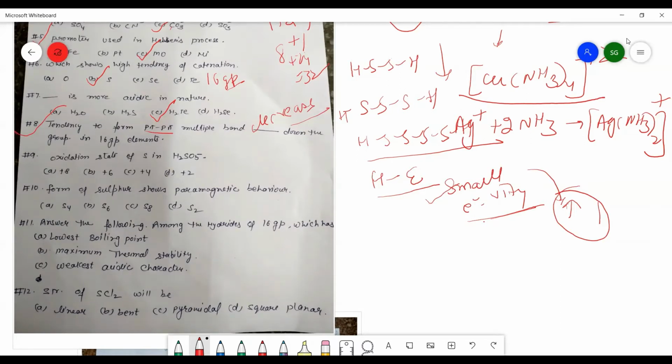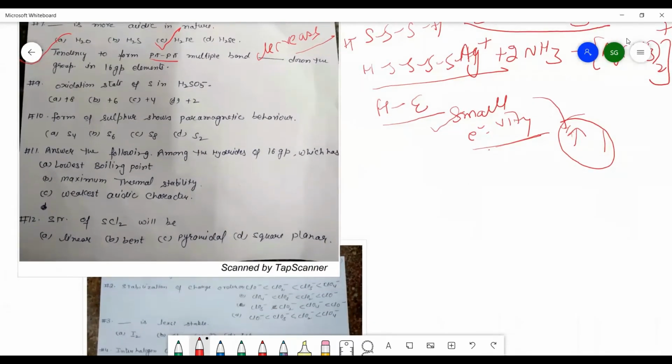As you know well, H2SO5 is peroxomonosulfuric acid. So first of all, you have to write down the structure for peroxomonosulfuric acid, and the structure is like this, in which one peroxide linkage is present.